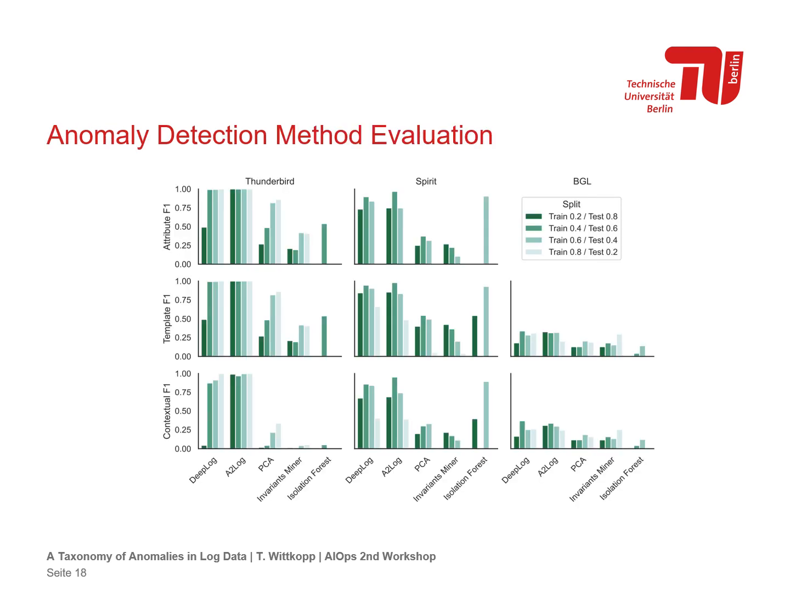As mentioned before, the BGL dataset has no attribute anomalies at all. That is why they are not shown here. The evaluation was performed with a threshold of 0.7 for all anomaly scores. In general, neural network-based approaches such as DeepLog and A2Log performed better in all 3 anomaly categories, independent of the training and test split. It can also be seen that all methods had more problems detecting context anomalies than detecting point anomalies, such as attribute or template anomalies.